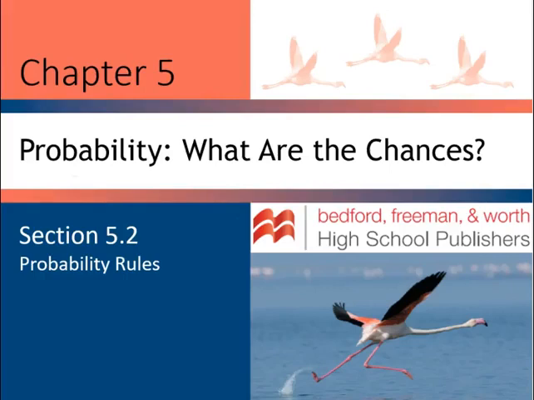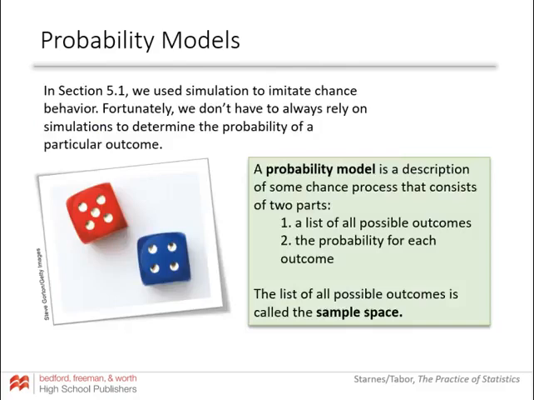So section 5.2, we're going to look at some ways to actually calculate probabilities, and a lot of this will be familiar to you from previous math classes. All right, so one thing that we're going to start with is called a probability model. It has to contain two things. It has to have a list of all the possible outcomes, and that list is called a sample space.